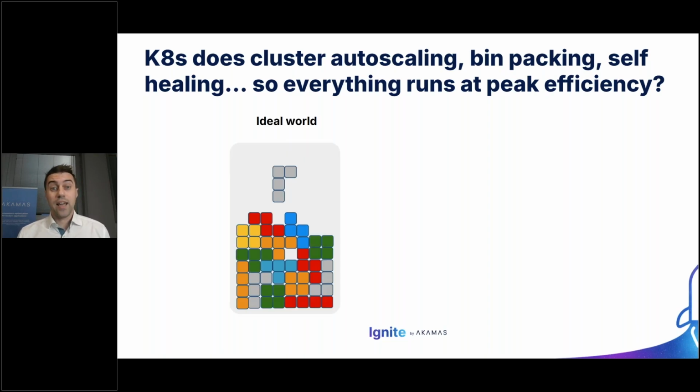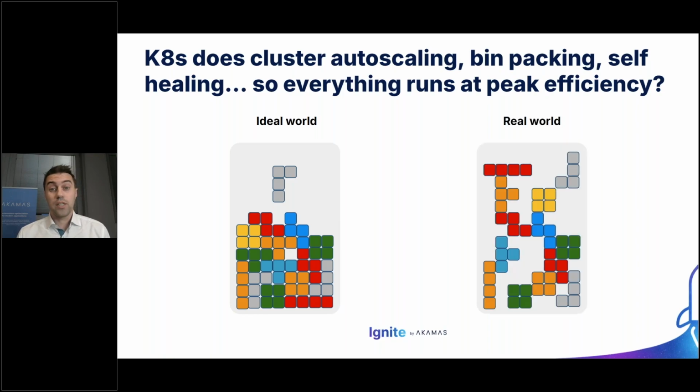The reality is that this is the ideal world that we would like to expect in our environments. But what we commonly see is that the real world is quite different. We can't find an effective bin packing. We see nodes that are underutilized. We see situations that are way far from the maximum efficiency that they can achieve.